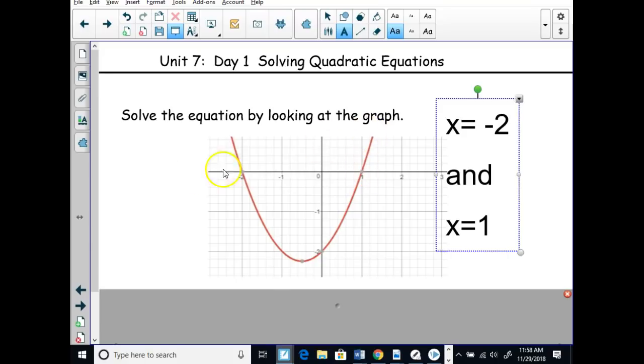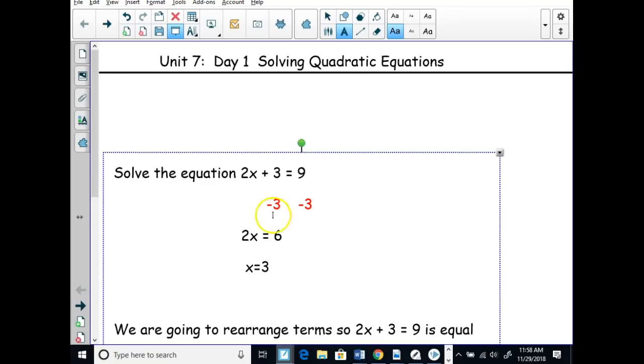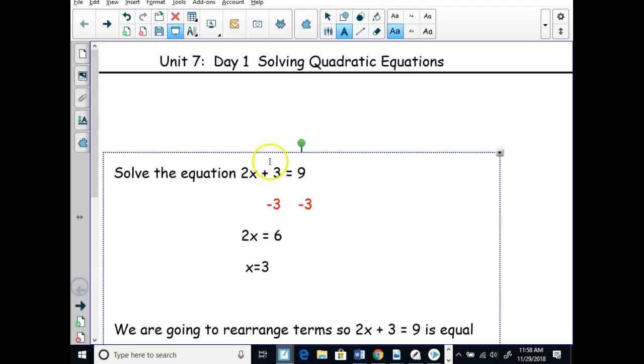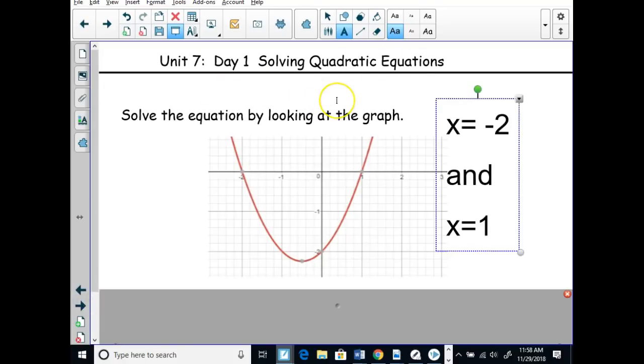You're looking at a graph, you're saying where does it cross the x-axis, at -2 and 1, and you're recognizing that those x-intercepts, those zeros, are also solutions to the equation if I'm going to solve it, just like when I would solve a linear equation. You learned that starting in Algebra 1. We're now going to learn how to solve a quadratic equation algebraically. Right now we know that we can look at it and say the solution is going to be where it crosses the x-axis.